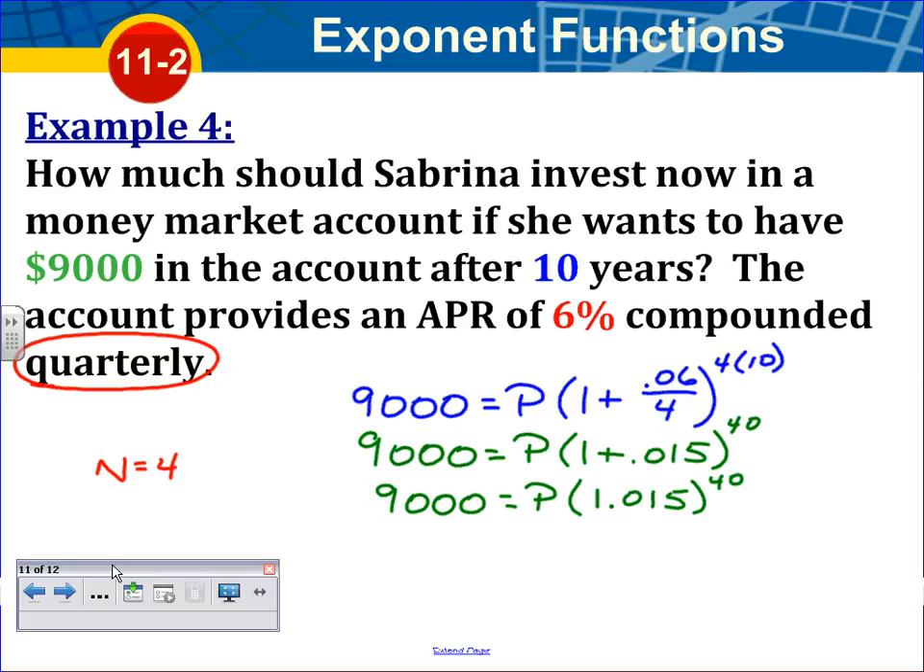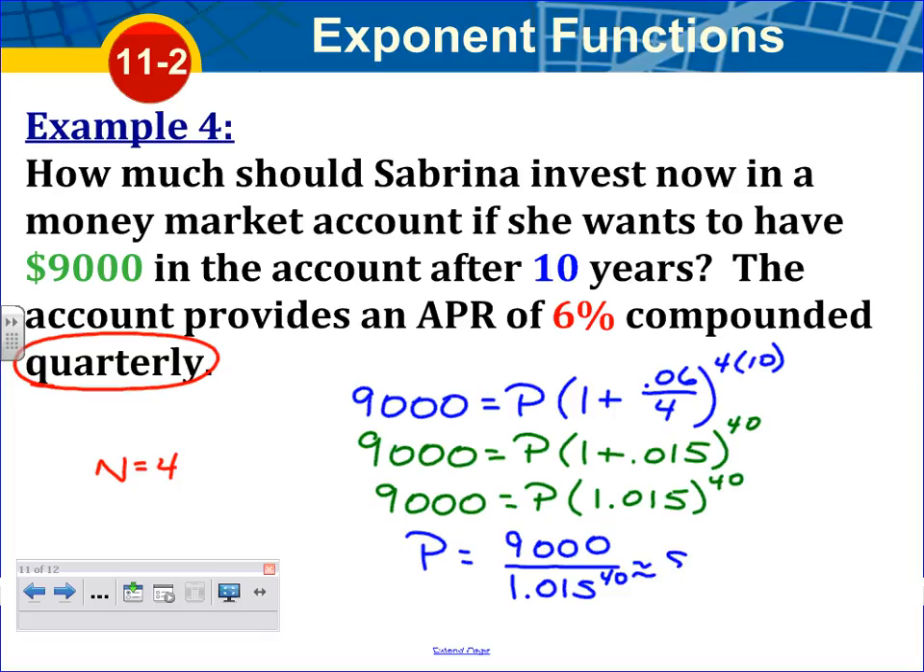So you know me, I like to keep things exact, but if you want to get that number and get it in your calculator and then do 9,000 divided by your second answer thing, you're more than welcome to do that. I personally like to do P equals 9,000 divided by 1.015 to the 40th power. So just make sure that it works in your calculator and you do everything correctly. You should end up with $4,961.36. Basically, if she puts in 5,000 now, in 10 years, it will be 9,000 with a 6% quarterly compounding.